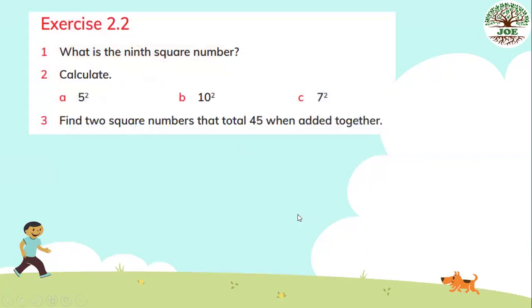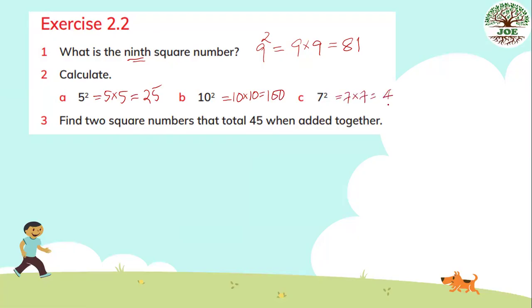Exercise 2.2. Question 1: What is the 9th square number? The 9th square number is 9 squared, or 9 times 9, which is 81. Number 2, calculate 5 squared. 5 squared is 5 times 5, which is 25. 10 squared is 10 times 10, which is 100. 7 squared is 7 times 7, it is 49.